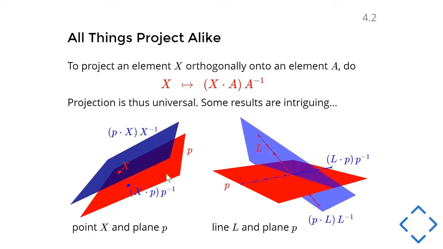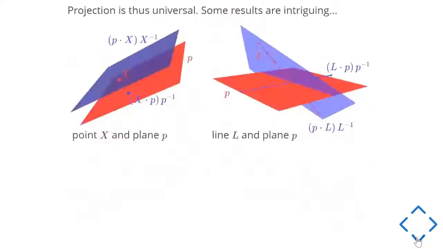So here I have a red plane and a red point. If I project the point onto the plane by x dot p divided by p, I get indeed the blue point that you expect. But what you maybe had not expected is that if you project the plane onto the point, I get this blue plane, which is the plane passing through the point parallel to the original one. This also works for lines. The red line can be projected on the red plane by this formula, L dot P divided by P. But the plane can also be brought into coincidence with the line by P dot L divided by L.